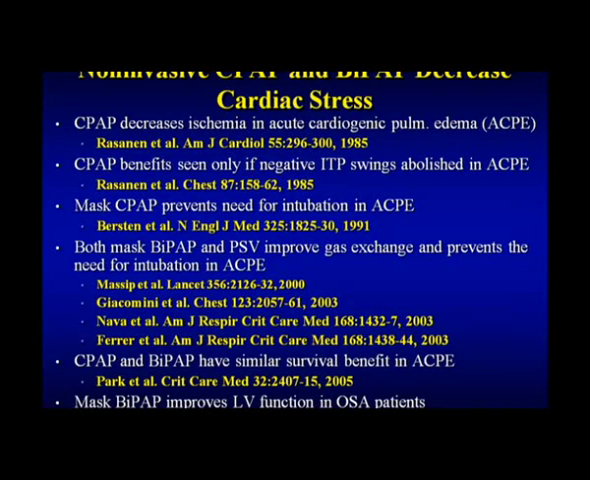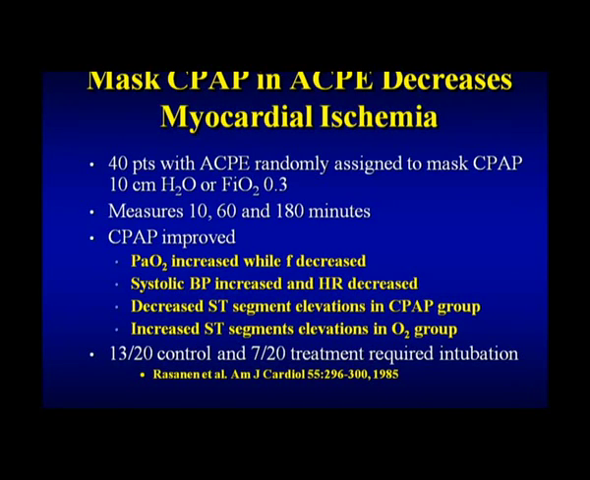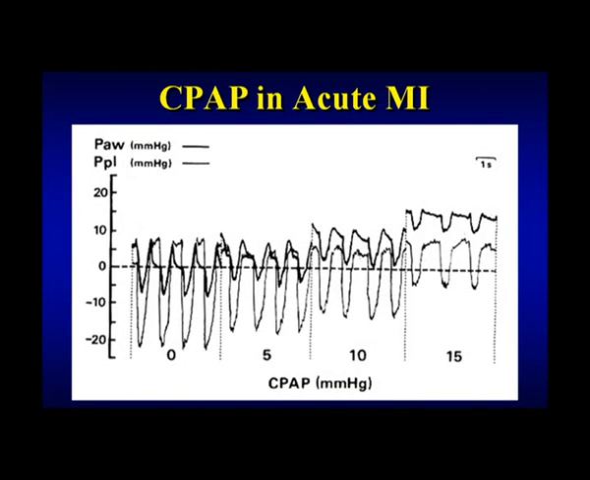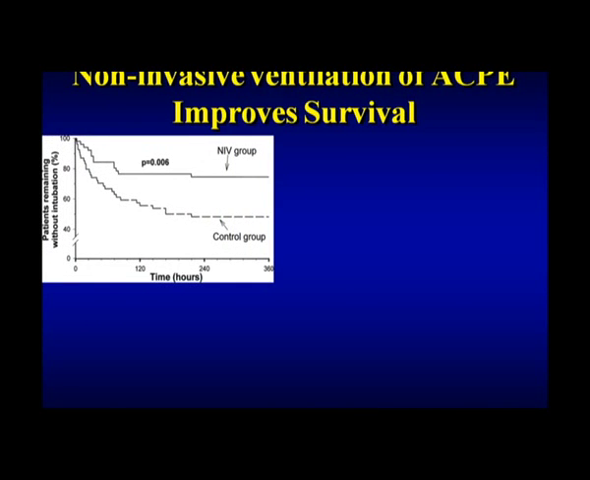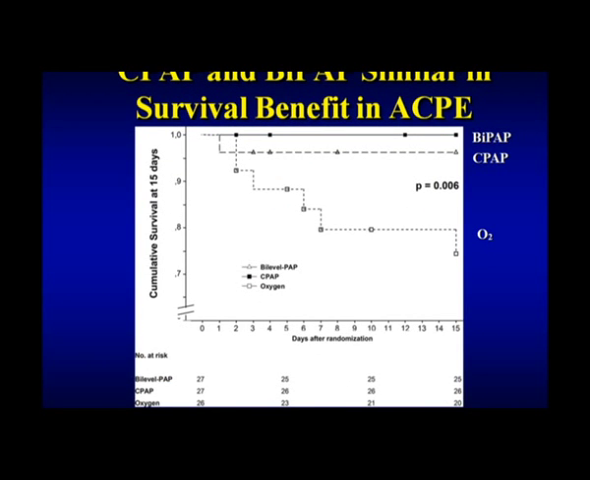This is the reason why your first treatment for acute cardiogenic pulmonary edema is CPAP. And that was nicely shown by Rasanen, who looked at it in patients who had acute myocardial infarction. He only got a benefit of the CPAP when the swings in negative intrathoracic pressure were abolished. And if you do that, you improve survival in acute cardiogenic pulmonary edema, both in a couple of hours and a couple of days. Look at the difference in mortality. And it doesn't matter if it's BiPAP or CPAP. It's not the inspiratory pressure that's helping you. It's eliminating the negative swings in intrathoracic pressure.